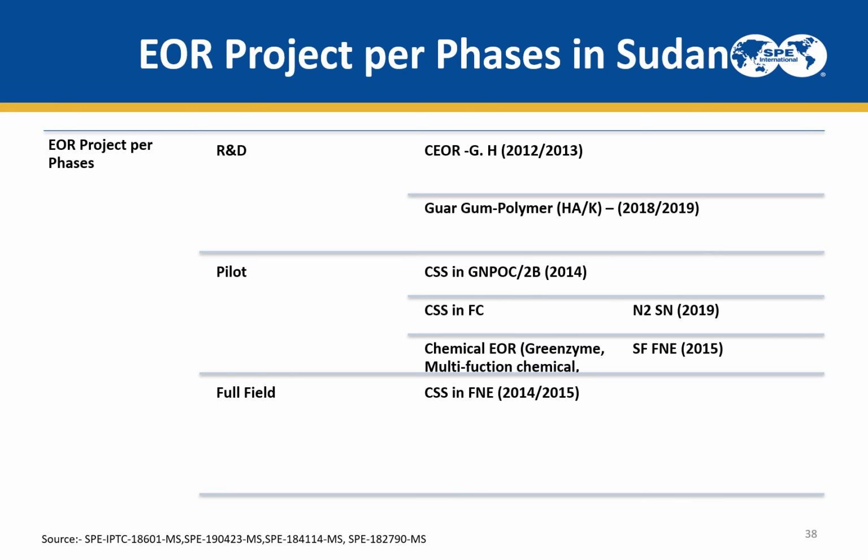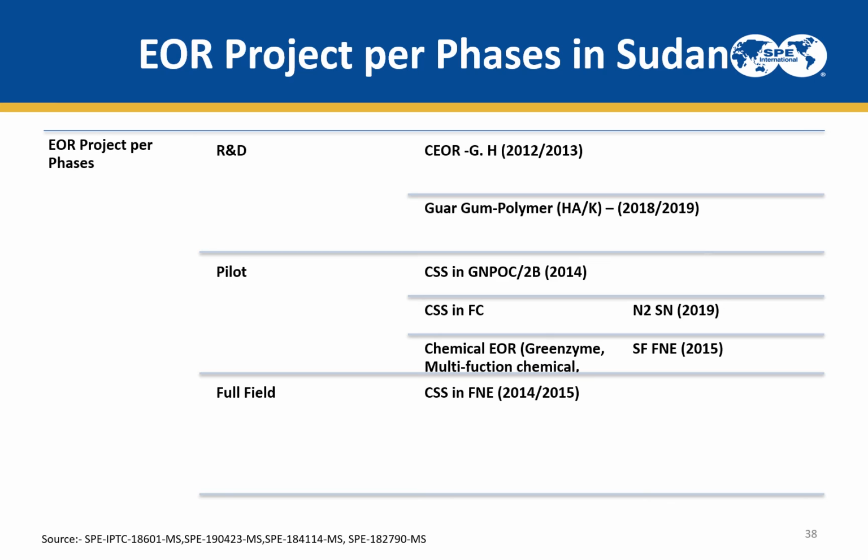Another project is guar gum used as a polymer. This research and development was conducted in 2018-2019 and came up with a suitable polymer that can be used for this field. The screening, the laboratory work, and the selection have all been done, and now it is waiting for field implementation.